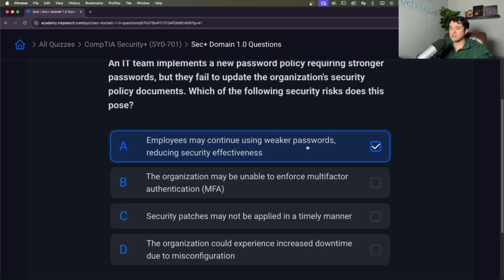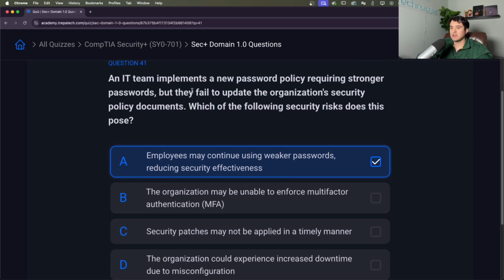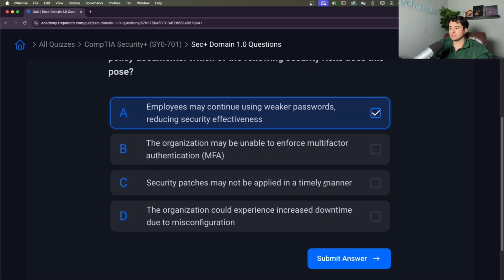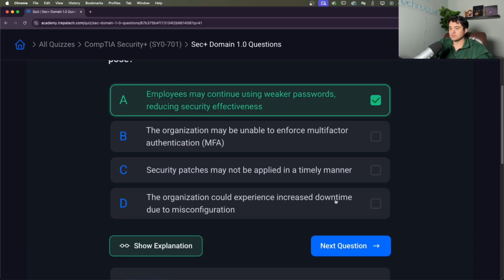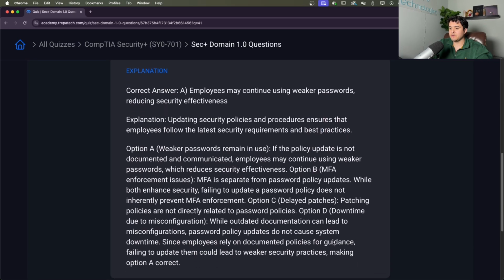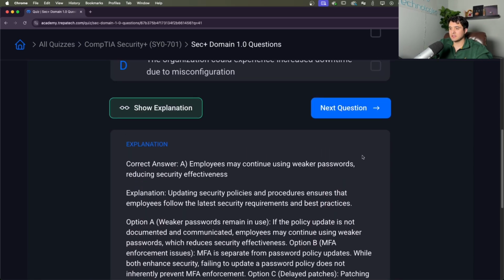Probably A, right, because employees may continue using weaker passwords, reducing security effectiveness. So let me read this. It implements a new password policy. So essentially they're saying we want to do it, but we haven't implemented it. So it's ineffective, right? And why is it ineffective? Because employees may continue using weaker passwords. Okay. Sounds good. Let's continue. Pause the video if you'd like to read the explanation.